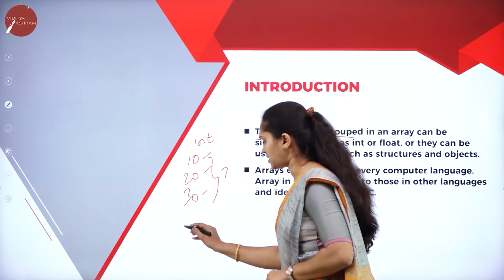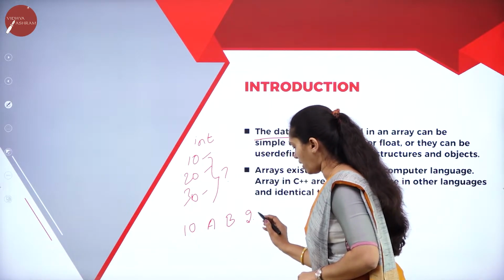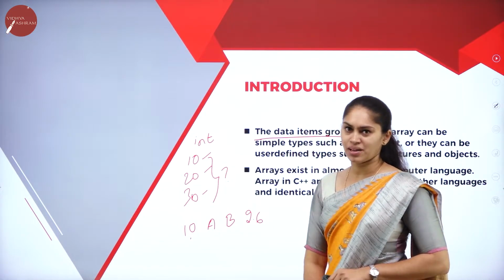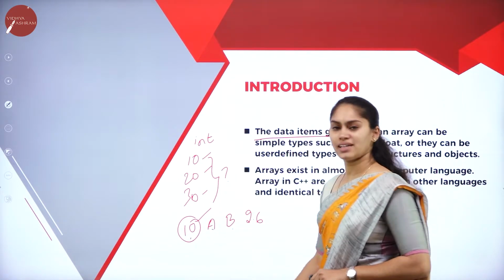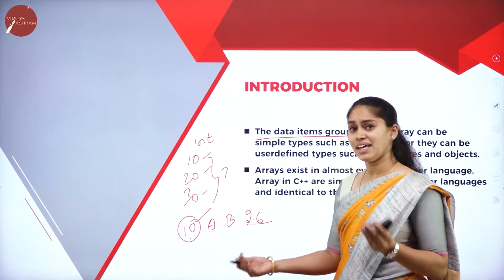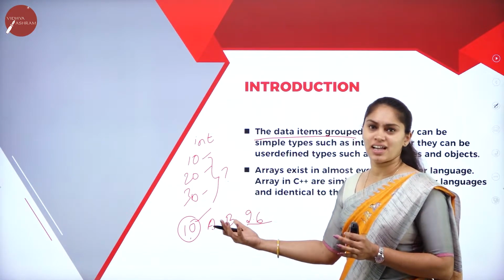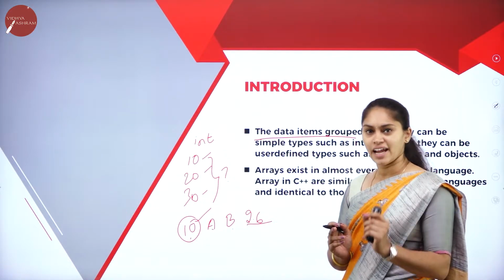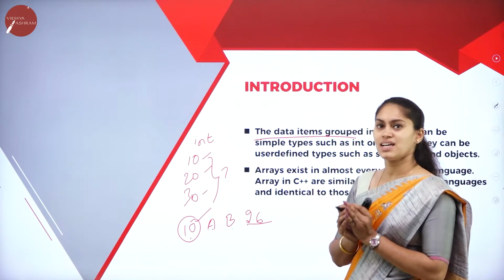Let me take one more example. Here I have 10, A, B and 2.6. Are all these elements of the same type? No. 10 is a whole number, A and B are characters, and 2.6 is a floating point number. I cannot group them together, because all these data elements are of different data types. The array concept is possible only when the data items belong to the same data type. Then only can we use this array concept.